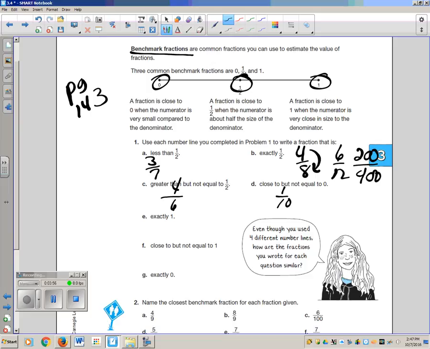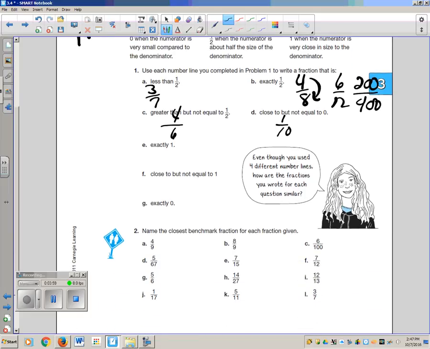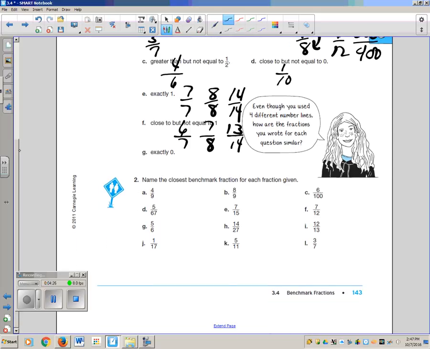Exactly 1. Your numerator and denominator are the exact same number. Close to, but not equal to 1. I'm going to use the denominators I used. So 7ths, 6/7. That would be pretty close to 1. 7/8. 13/14. When your numerator is close to your denominator, but a little bit less, that would be close to 1. And finally, exactly 0. Your numerator is 0. 0/7, 0/10.